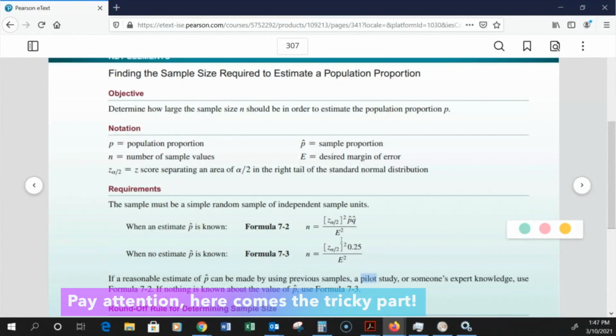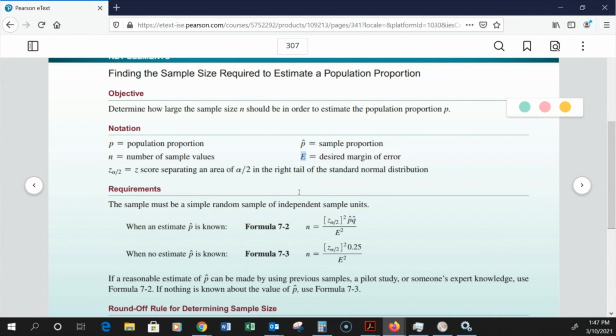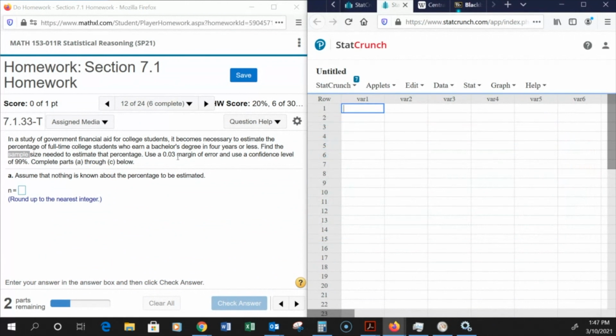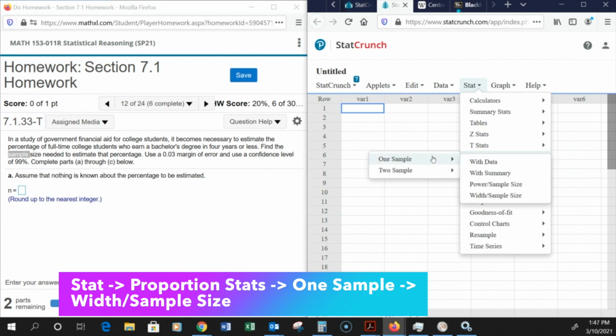The tricky part is that when we say we want to be within some particular margin of error, our problem that we were just looking at said be within 0.03. What that means is 0.03 on the left and 0.03 on the right. And that matters because of what I'll show you right now. So we want a 0.03 margin of error with a confidence level of 99%. Assume that we don't know anything about the proportion of students who earn a bachelor's degree in 4 years or less. We go to stat, we go to proportion, we go to one sample.